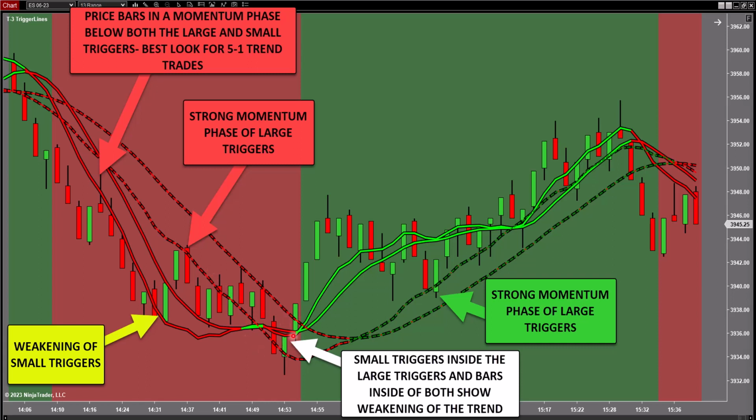And, just like the dynamic Renko bar, once the price bars and/or the small triggers are inside the large triggers, we have this weakening of the trend. And anytime we have the weakening of the trend, that's where we start to lose advantage for taking trend trades. And you can see the process starts in reverse. Price bars above the small, large roll, strong momentum phase up, they start to weaken, everything changes again.